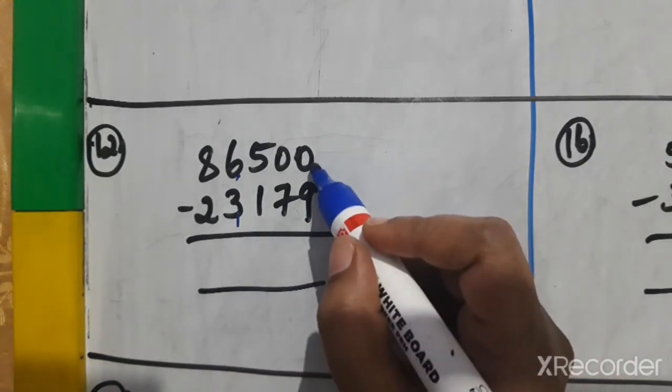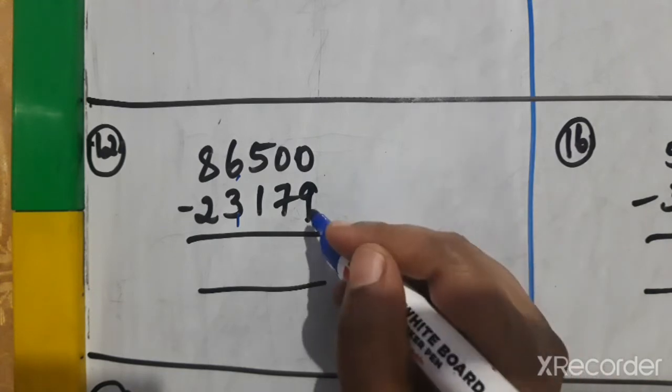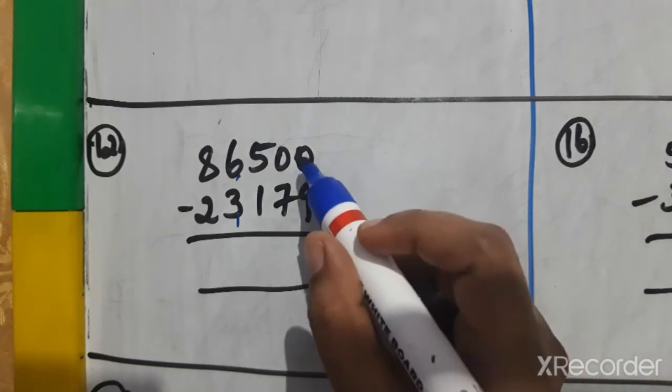Now 12th question, 86,500 minus 23,179. So here we have 0 rupees. We want to spend 9 rupees to buy a pen. So what will we do?